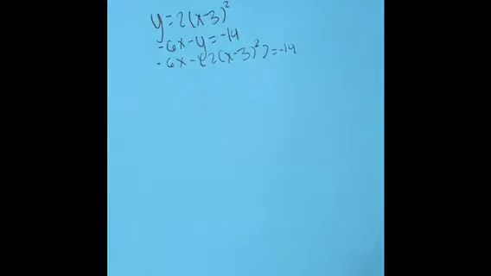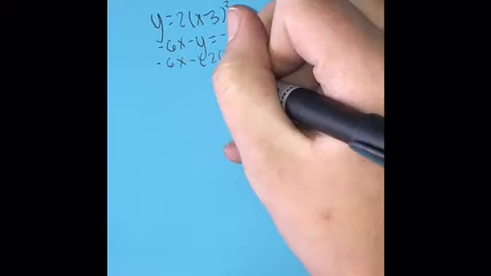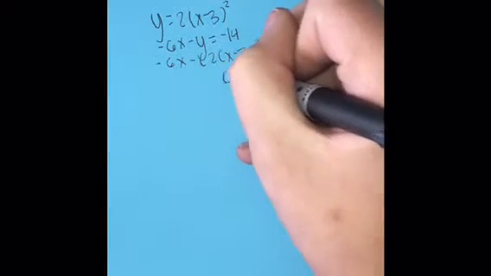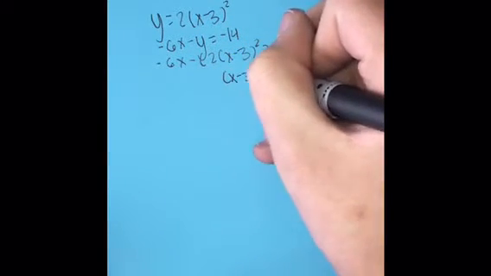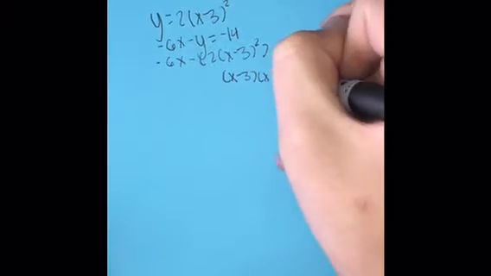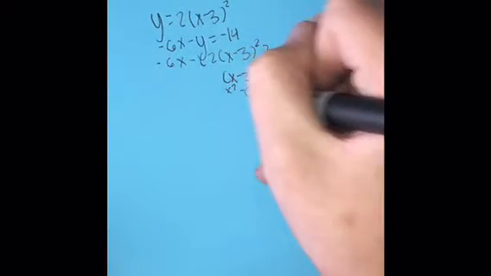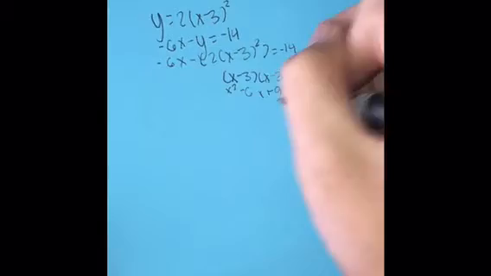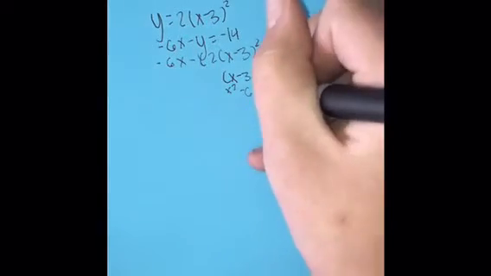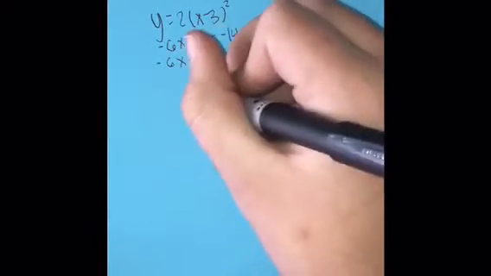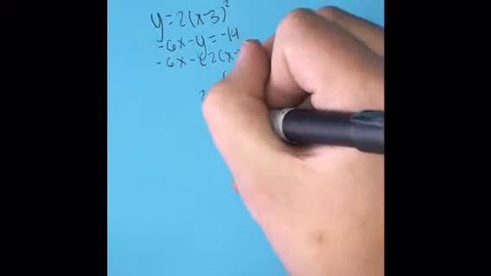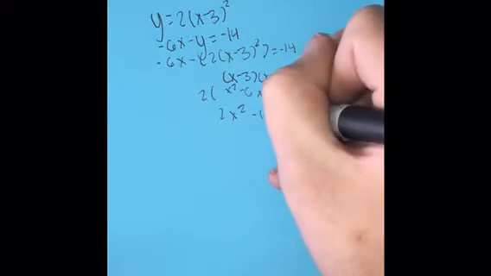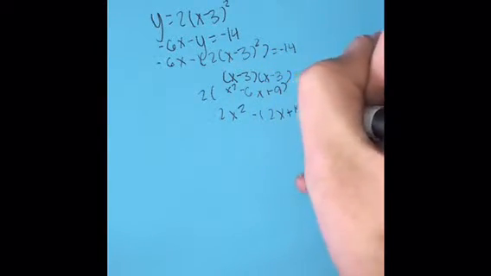Now my goal is to follow the order of PEMDAS. And with order of operations, you always begin with what's inside of the parentheses. So you expand the (x minus 3) squared, and you get x squared minus 6x plus 9. You continue inside of the parentheses, and you distribute out the 2, giving us 2x squared minus 12x plus 18.